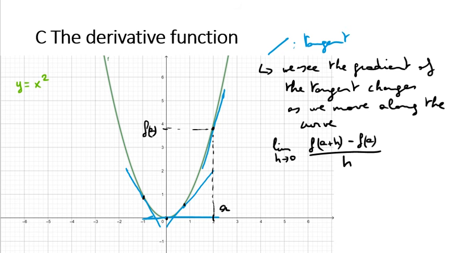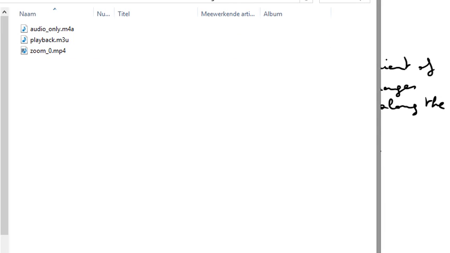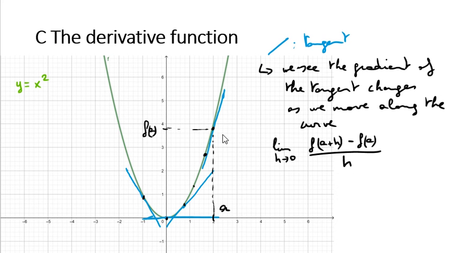Okay, we can generalize that now. We can write a gradient function which gives the gradient of the tangent for any given value of x. So not only for this a here, but also for another value, another value, another value. Actually, we can generalize this expression here, the limit here, for any random point on the graph, and that should give the following limit.